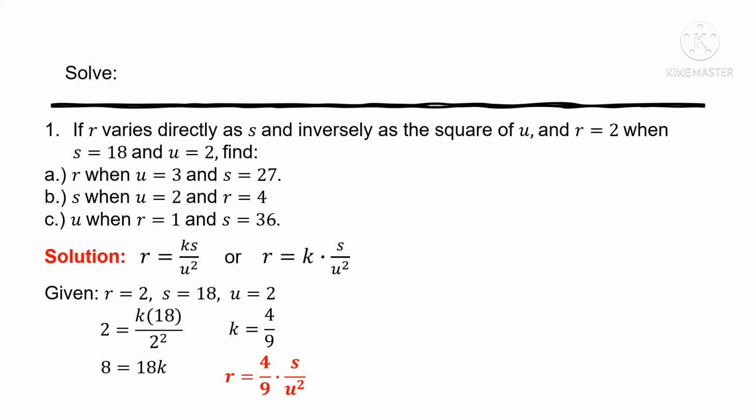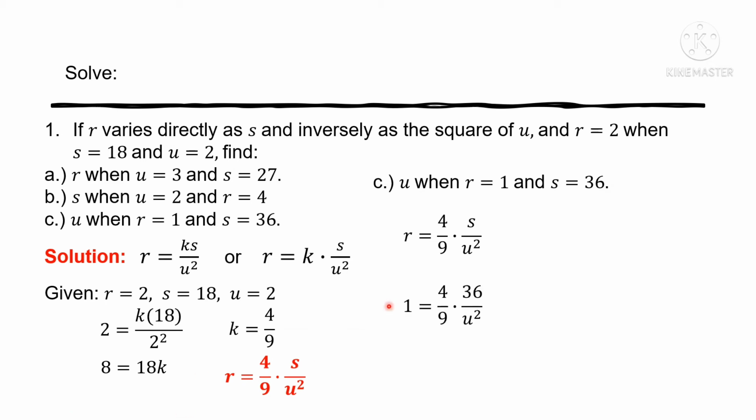Okay? For letter C, find U when R is 1 and S equals 36. So, to solve this, gagamitin muli natin itong equation o variation natin o formula. Papalitan natin yung R ng 1 kasi yun yung given at yung S papalitan naman ng 36. So, we'll come up with 1 equals 4 over 9 times 36 over U squared.